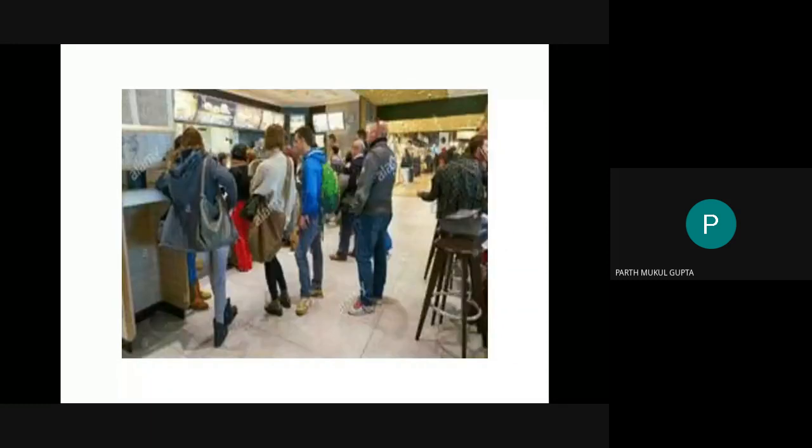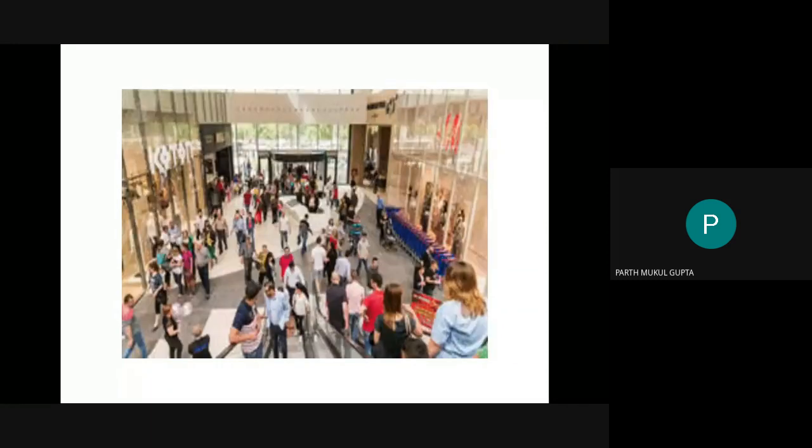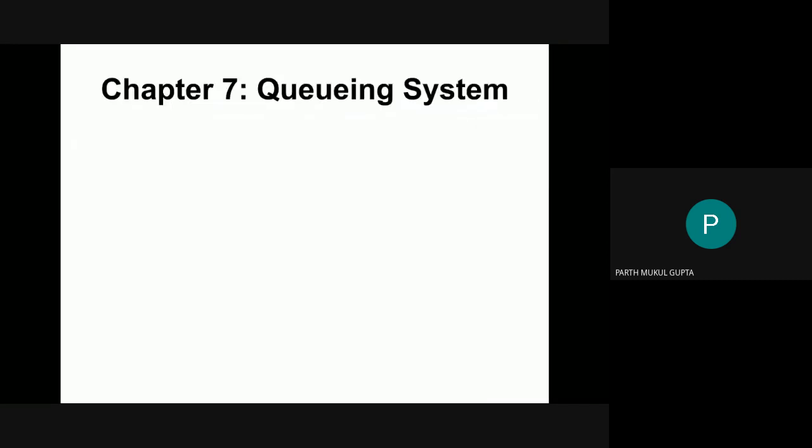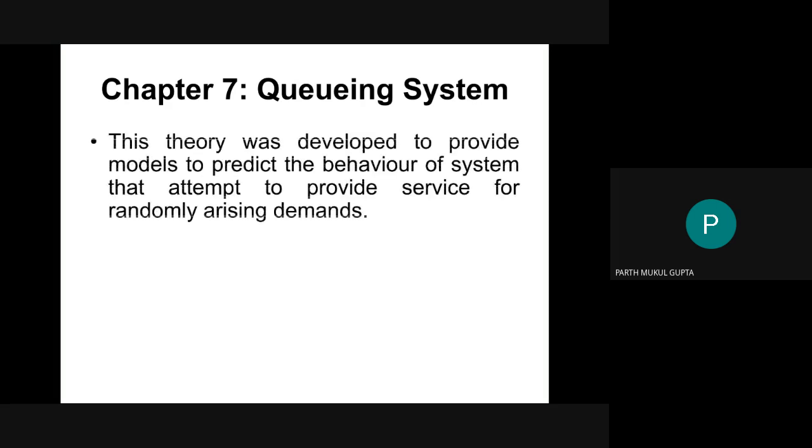Here we have seen different situations. So in this chapter, we will study the queuing system in detail. That means how to do the mathematical modeling of this type of situation where we face congestion, where we have to wait, where we have to make a line. This is from the EDT notes, chapter 7.